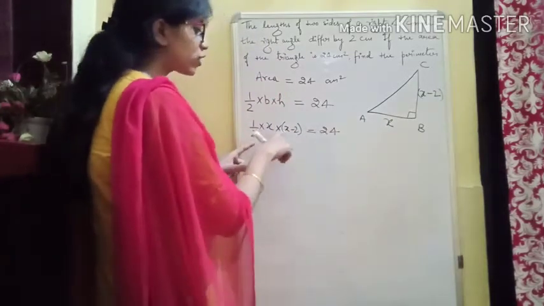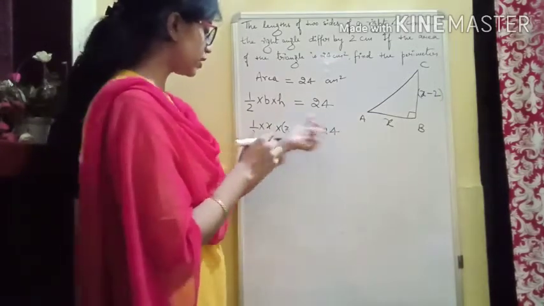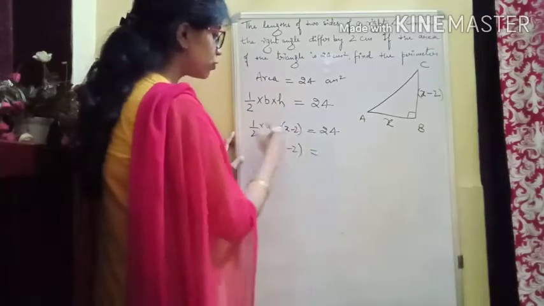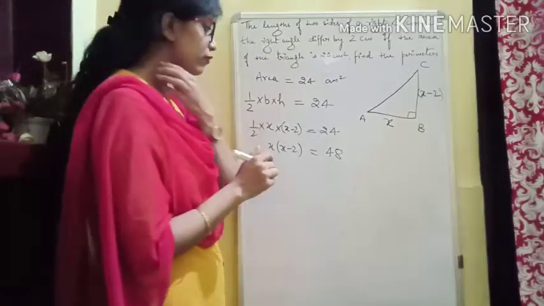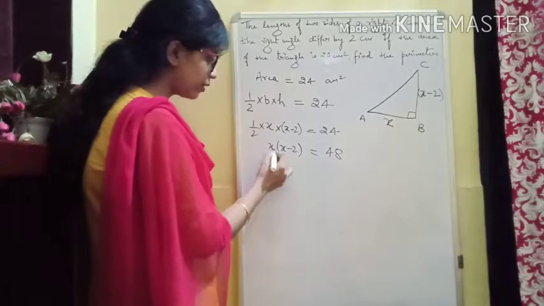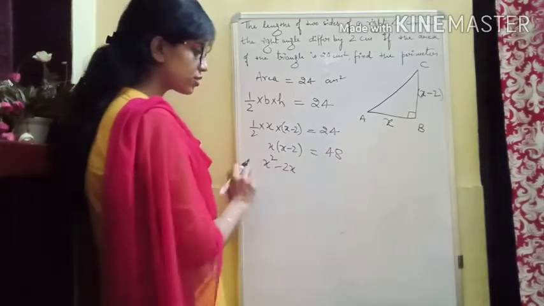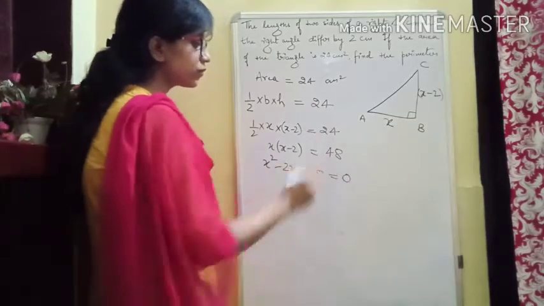Now see, we have to calculate this unknown x, so this 2 which is in the denominator, I am taking it to that side. Here we have x and x minus 2. 2 will go to that side, it will become 48, because 24 into 2 will be 48. Now let's open the bracket. x into x will be x square, then minus 2x, and if you bring this 48 to this side, it will be minus 48 equals to 0.